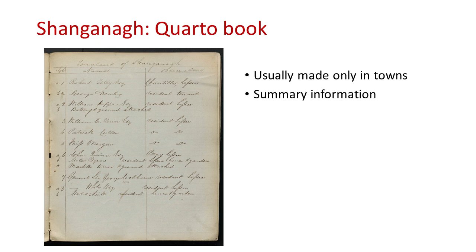And there are documents called Quarto books, which usually are only made for towns, and I'll talk a bit about Quarto books when we come to Kingstown. But there happened to be one for Shanganagh. I'm not really sure why, but this just gives summary information, and it describes people as being a resident lessee.